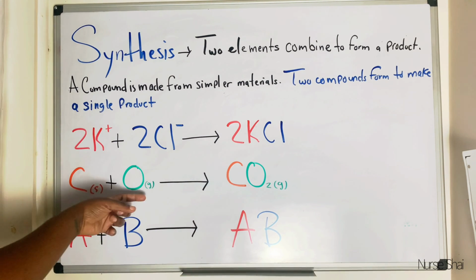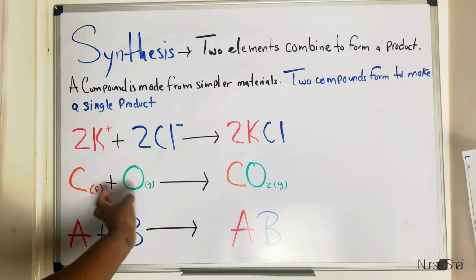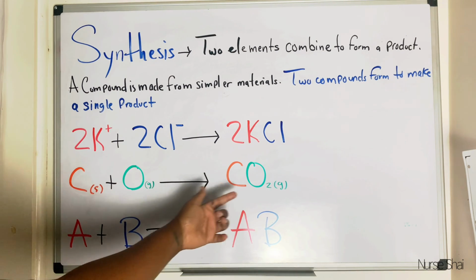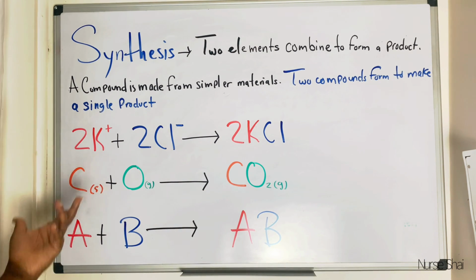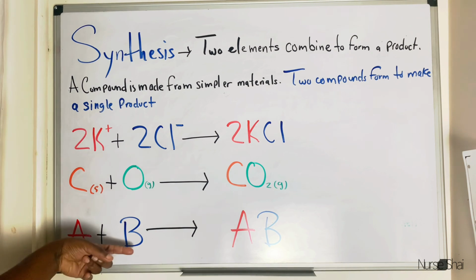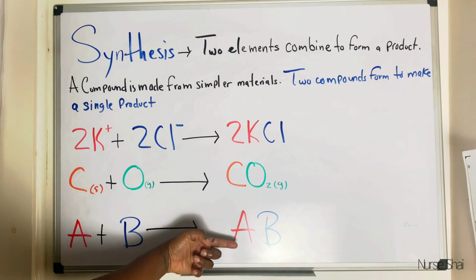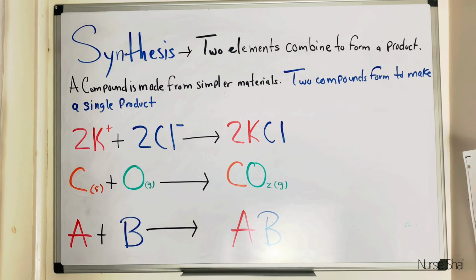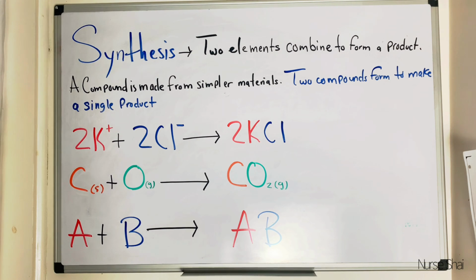So we have carbon and oxygen, and together it collectively makes carbon dioxide. And then to further illustrate that, it's like A plus B, which would give us AB. It's very simple as that. You might get a problem that asks you to identify a synthesis type of illustration or problem.